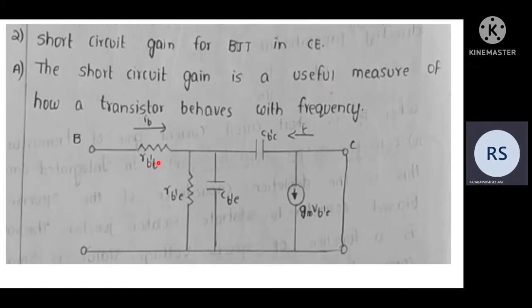RB'B is the extrinsic base resistance, and RB'E is the input resistance. CB'E is the base to emitter capacitance, and here we have CB'C, and gm into VB'E. Here gm is the transconductance, and VB'E is the input voltage. This is the short circuit gain for the BJT in CE.